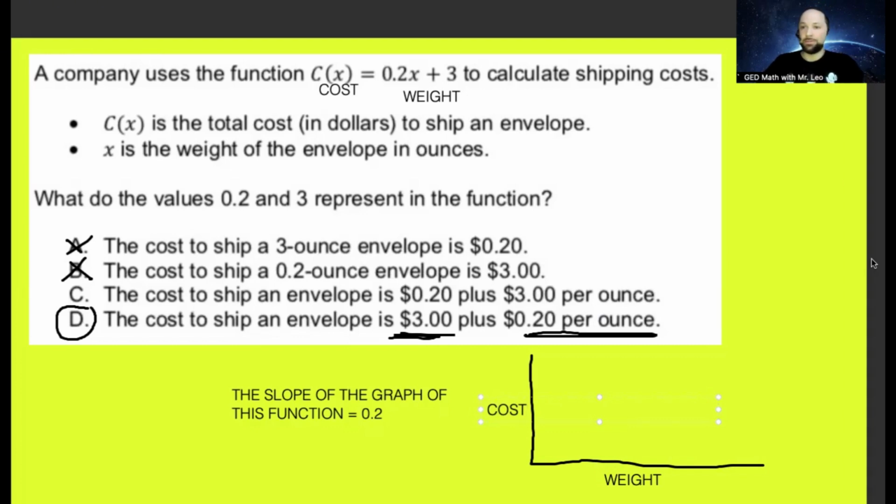Can you see me drawing down here? Now here's the idea. Even if you want to ship an empty envelope, this place is going to charge you $3. If you want to ship an empty envelope, they're still going to charge you $3. And then what happens? Well, for every ounce, it's going to be 20 cents more. So imagine this is going 1, 2, 3, and so on. For every additional ounce, the price is going to go up 20 cents. And you would get a graph that looks sort of like this. It starts at $3 because that's the cost. Even if X was 0, this would still be $3. And then it goes up 20 cents every time.